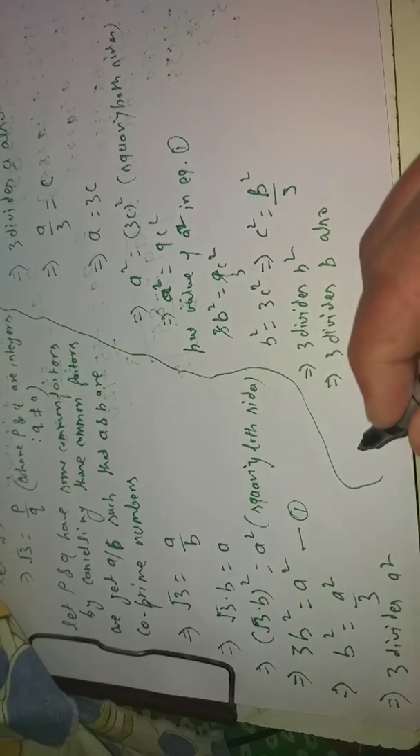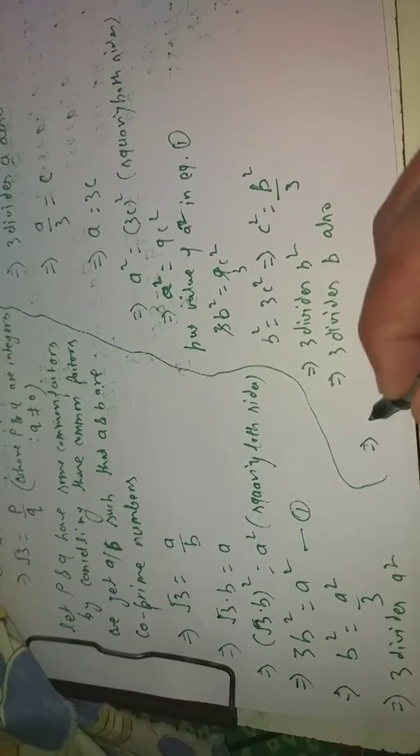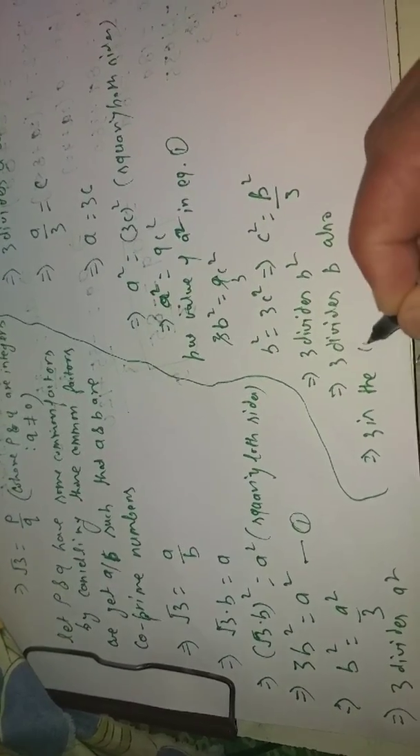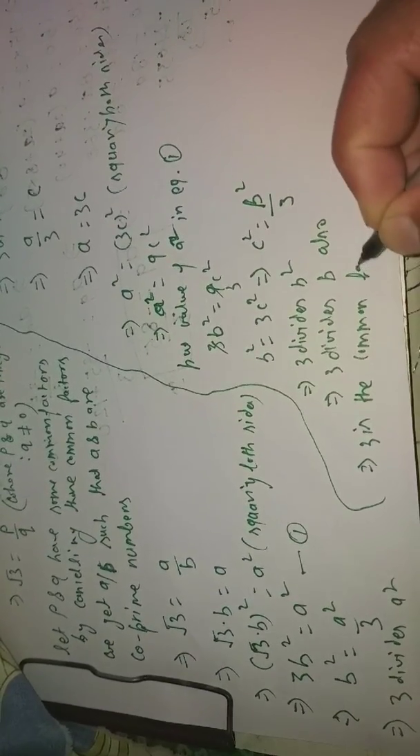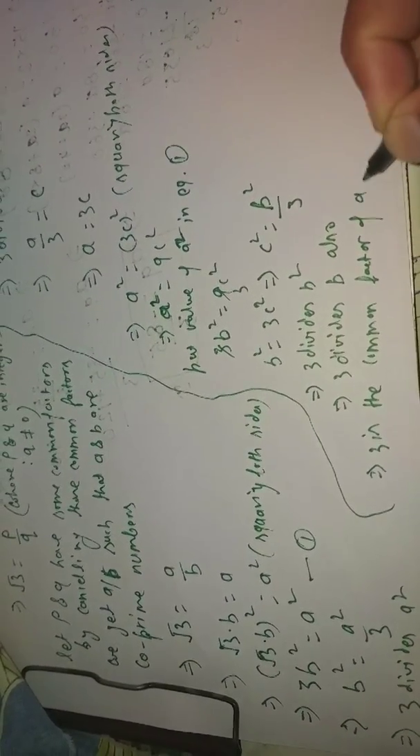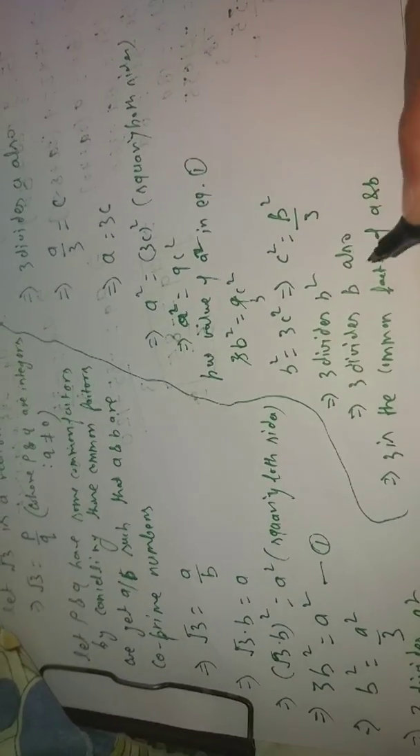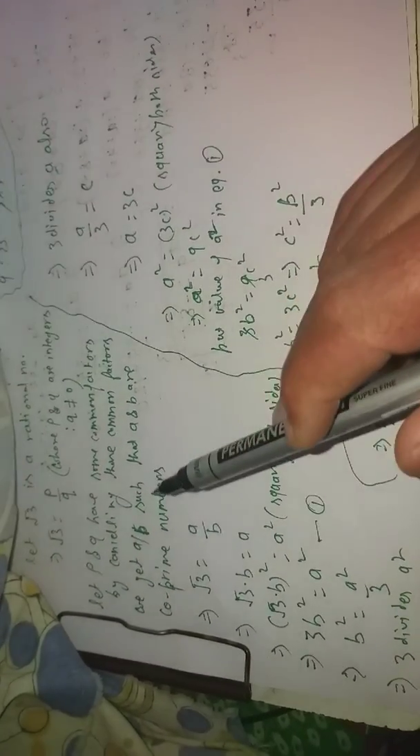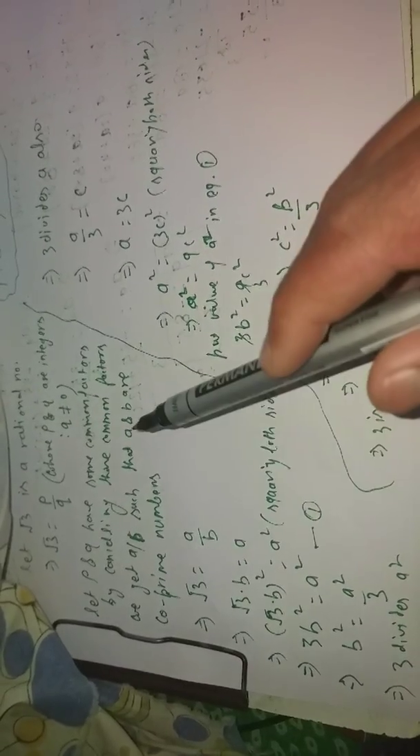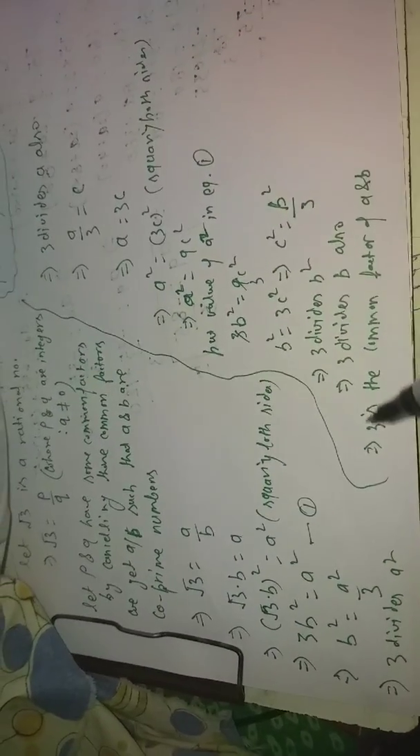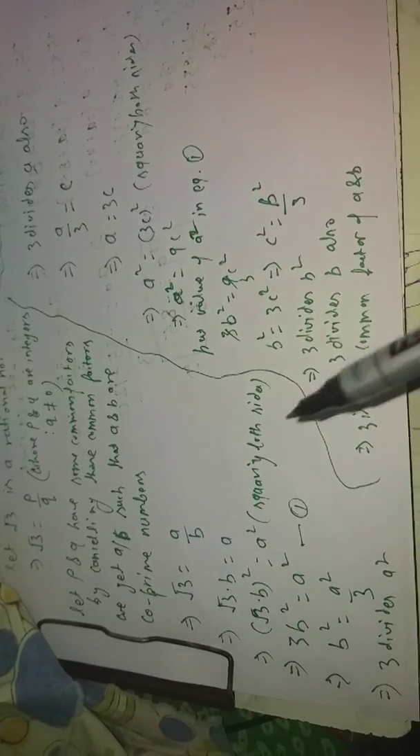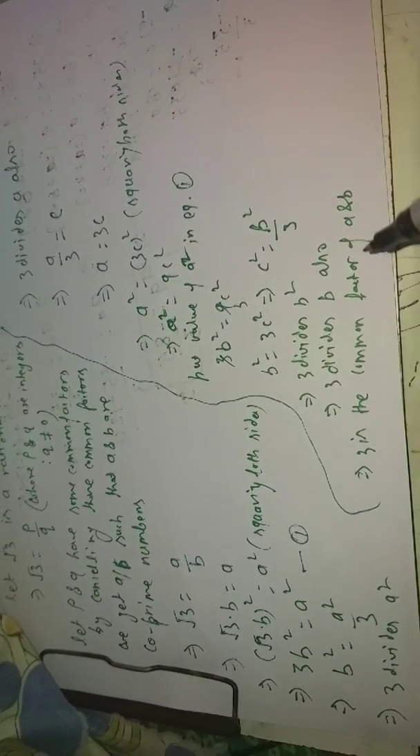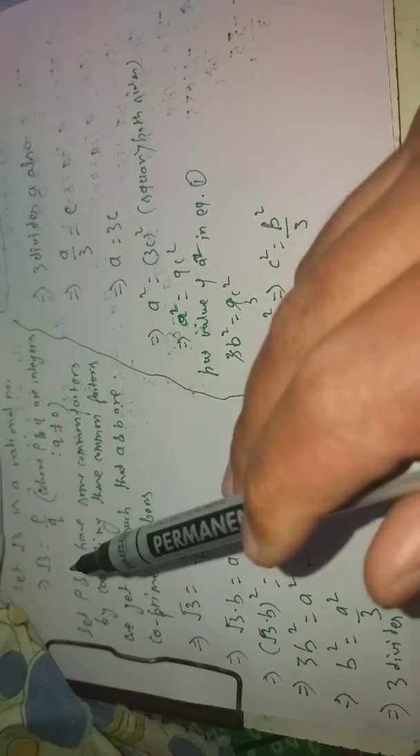You can write here, it implies 3 is the common factor of a and b. Why? Because 3 is dividing b also and 3 dividing a also. But we assumed here a and b are co-prime numbers, meaning a and b have nothing common. But here 3 came as a common factor of a and b. So our assumption was wrong. Why is this answer coming wrong? Because we have assumed some wrong concept here.